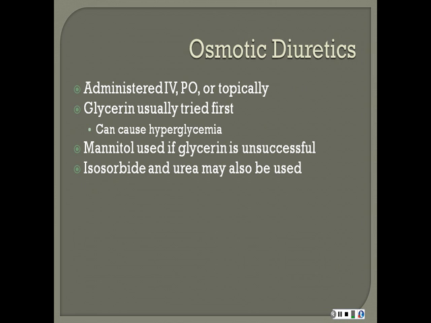The glycerin is usually tried first. It can cause hyperglycemia, so we'll need to be monitoring blood glucose levels. Mannitol is then used if the glycerin is unsuccessful. Isosorbide and urea may also be used after glycerin and or mannitol have failed.